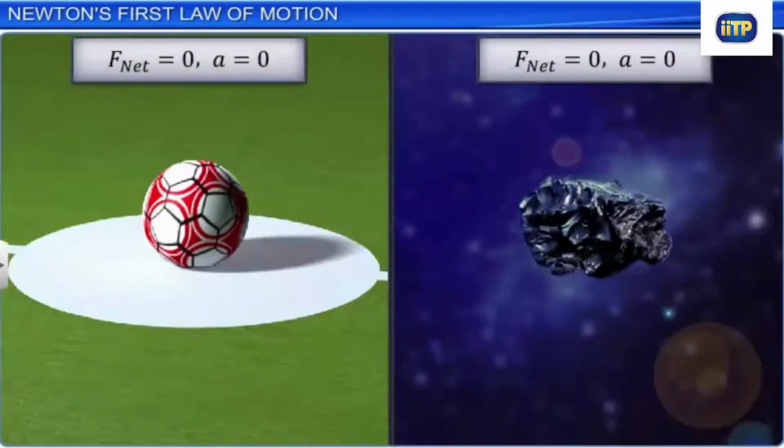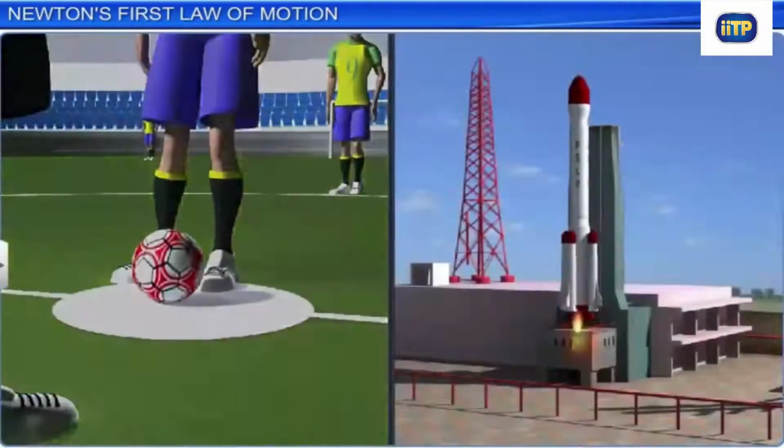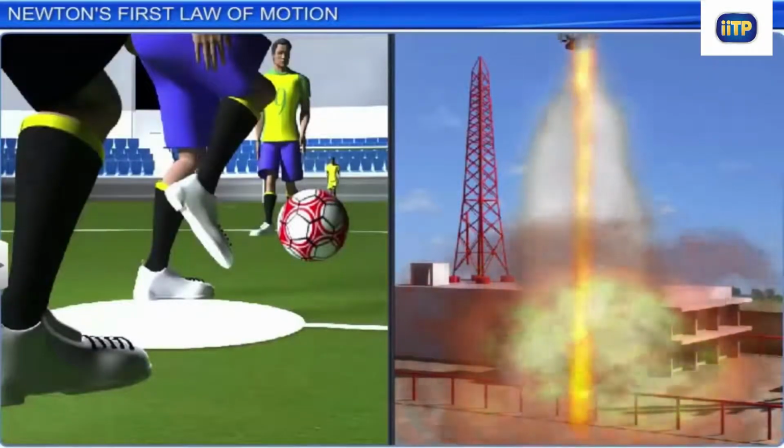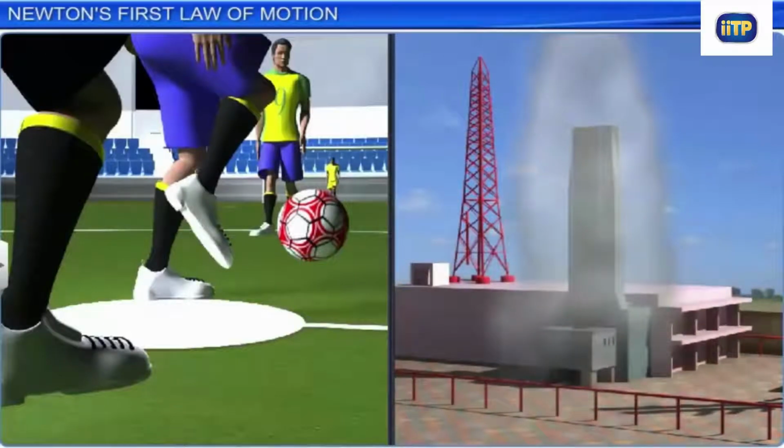Based on these facts, we can express Newton's first law of motion in two more very useful forms. 1. If the net external force on a body is zero, its acceleration is zero and vice versa. 2. A body accelerates only when a net external force acts on it. These two forms of the law are extensively used while solving problems in kinetics.